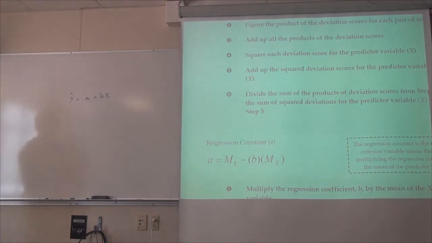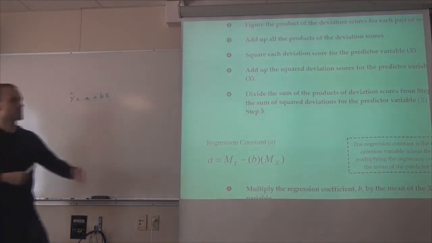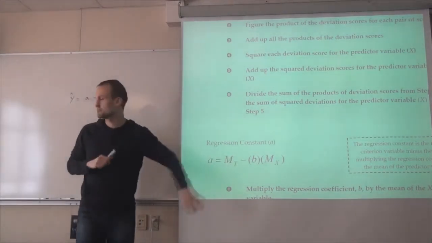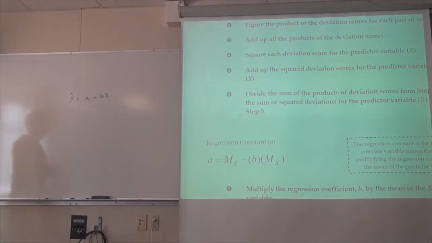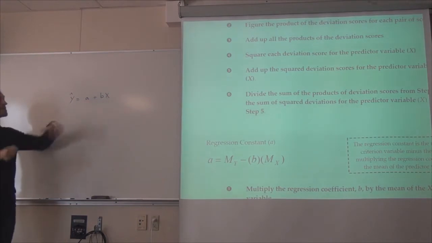Why can't I just take any line? What do I mean by the best? Okay. Just to have an understanding of. Now, I don't necessarily know where this comes from. There's a little bit of math and deriving involved there. But just to understand that there is a best line.